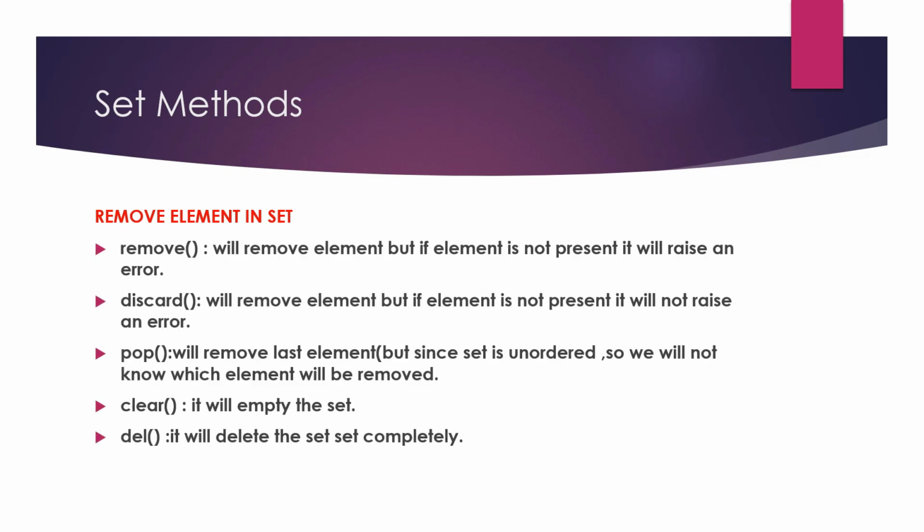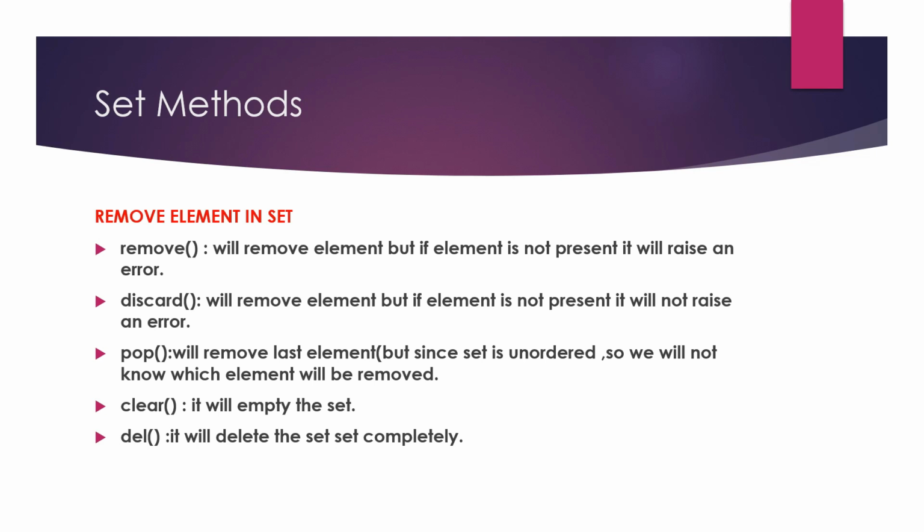Remove elements from a set, we have various methods, say remove, discard, pop, clear, del. If I want to remove any particular element, we can use the remove or discard method. But when we use the remove method and if we try to remove an element which is not present, then the remove method will raise an error. Whereas the discard method will not raise an error. So that is the only difference between the remove method and the discard method. Both methods are used to remove an element, but if we try to remove an element which is not present in the set, then remove will raise an error, but discard will not raise an error.